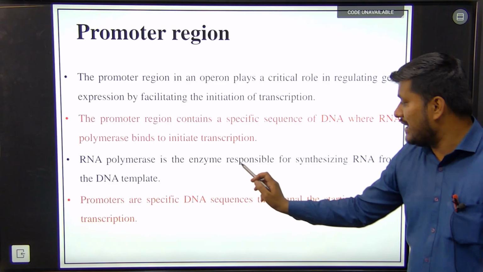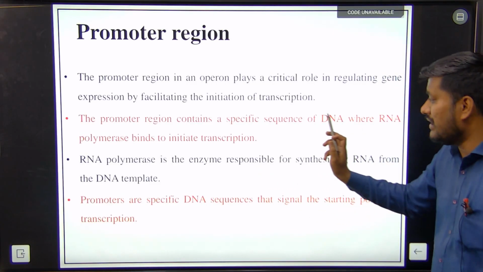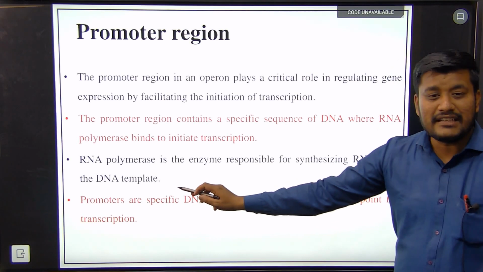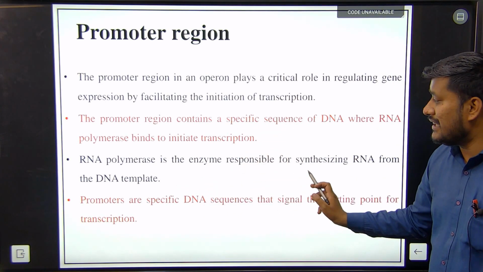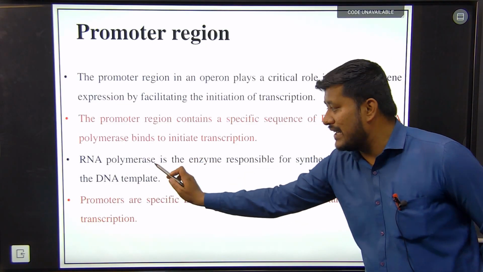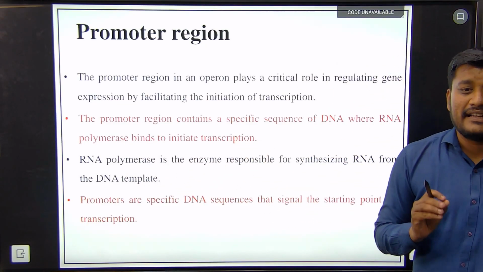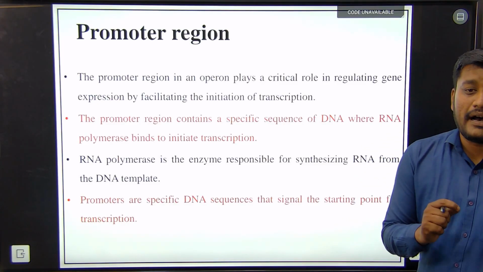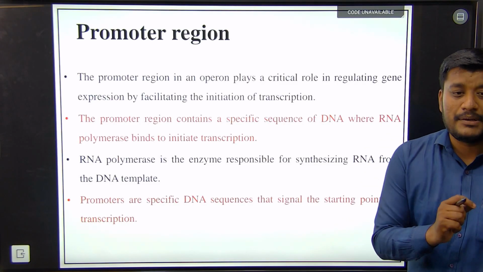RNA polymerase is the enzyme responsible for synthesizing the RNA from the DNA template. DNA is double stranded and RNA is single stranded. How is this possible? It is possible with the help of RNA polymerase. RNA polymerase is an enzyme which converts the double stranded DNA into single stranded mRNA. That means this is the transcription.